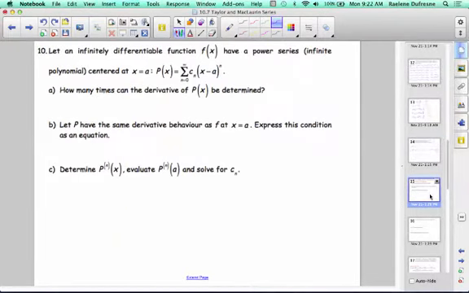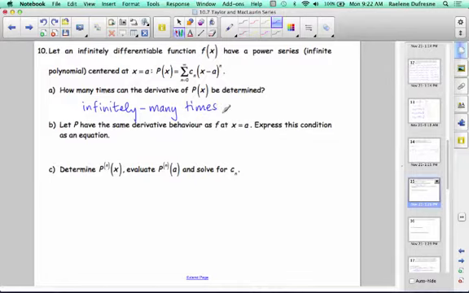In number 10, we're going to take an infinitely differentiable function, and we're going to let it have a power series given by p of x, which is expressed with coefficients and powers of x minus a. So how many times can the derivative of the polynomial be determined? Since it's an infinitely long or infinitely high degree polynomial, we have infinitely many times. So both the function and the polynomial can have the derivative taken infinitely many times.